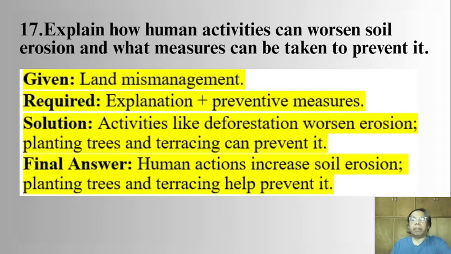Solution: activities like deforestation worsen erosion; planting trees and terracing can prevent it. Final answer: human actions increase soil erosion. Planting trees and terracing help prevent it.